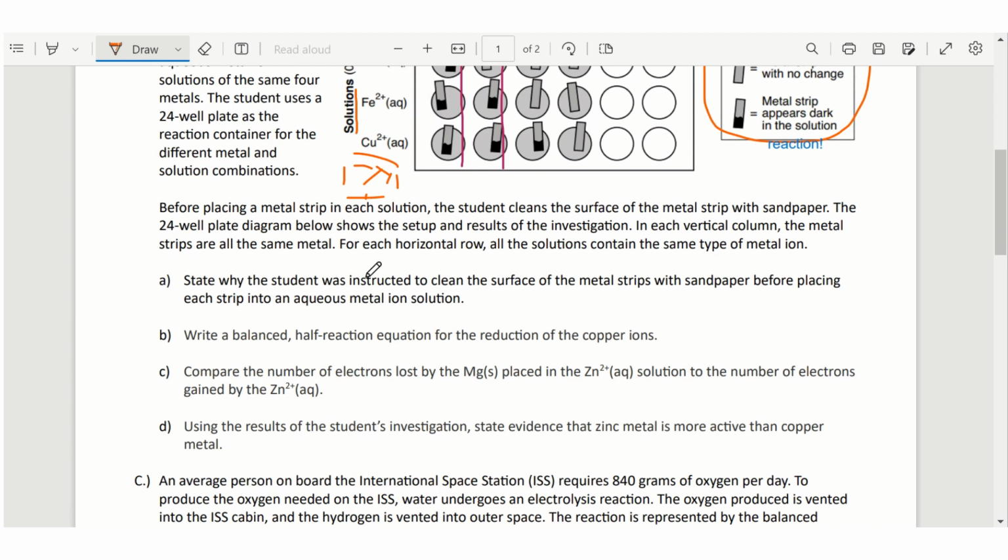State why the student was instructed to clean the surface of the metal strips with sandpaper before placing each strip into an aqueous metal ion solution. Okay, well, metals are going to react with air and oxidize, so I want to clean that oxidation off. So I want to remove any oxidation.